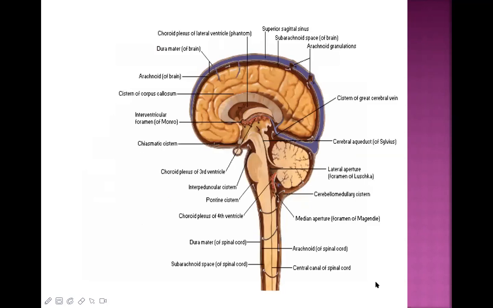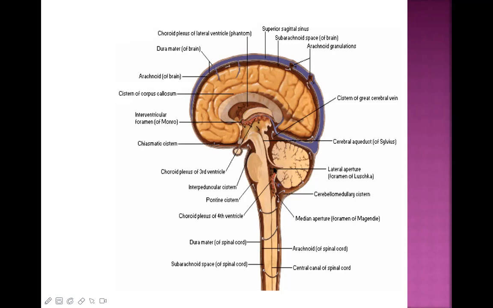Now, all the concepts which I just described are very nicely explained here. This is another sagittal section. See here, this is the lateral ventricle. The lateral ventricle is the main area which secretes CSF. From the lateral ventricle, it will go to the third ventricle through the foramen of Monro. This is the third ventricle.